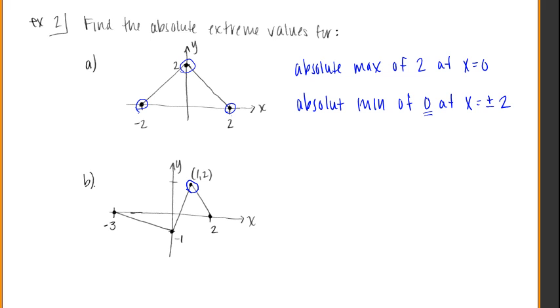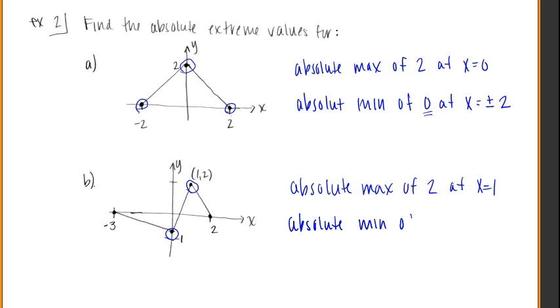Obviously up here is our max, and down here is our min. The points back here at negative 3 and over at 2, those are the endpoints, but they're not the highest or the lowest. So we're just going to consider these, down here at negative 1 and up there at, it looks like 2. So our absolute max of the y value there is 2 at x equals 1, and an absolute min of negative 1 at x equals 0.